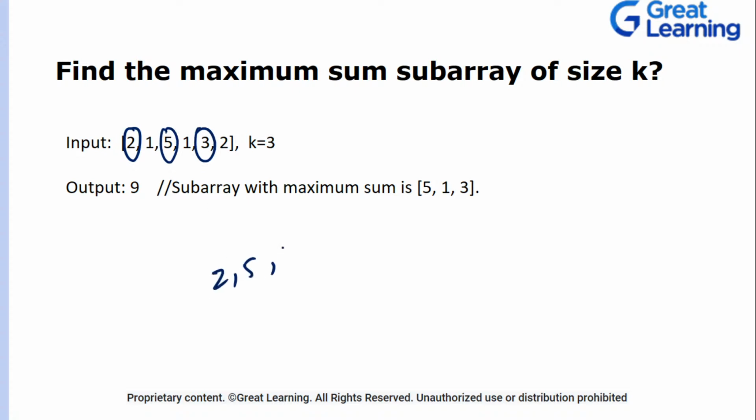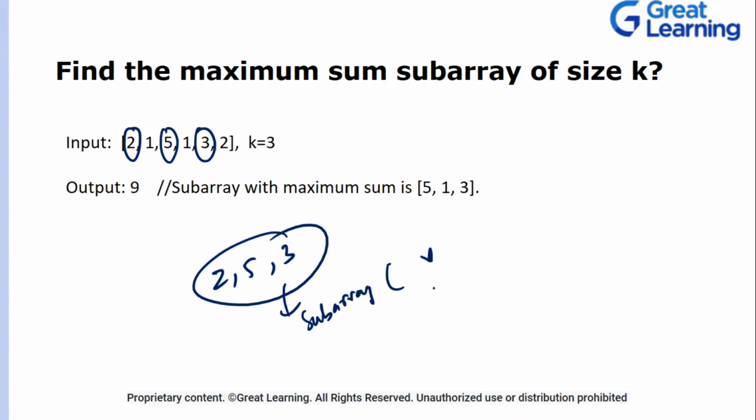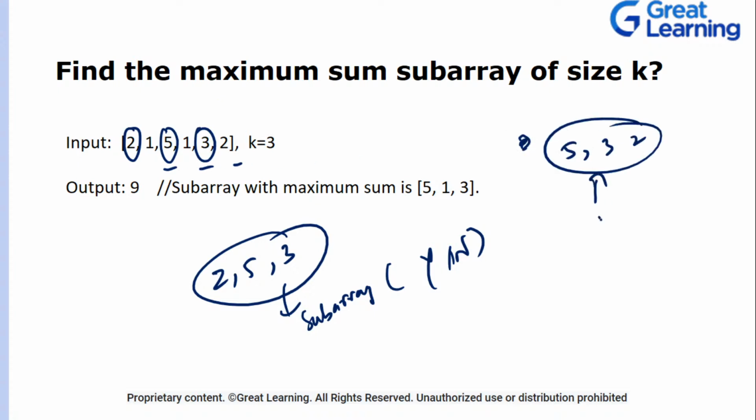Is this a subarray, guys? Yes or no in the chat quickly. Just write y or n. Is this a subarray, 2, 5, 3, or you can say 5, 3, 2? Is this a subarray? Just write it in the chat. Do you think this is what you mean by a subarray?